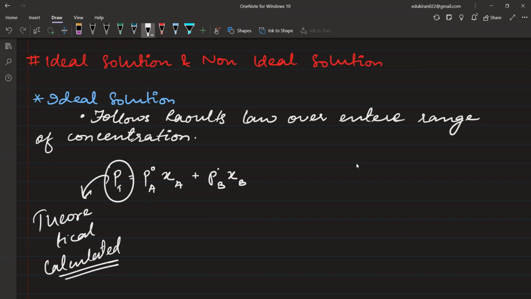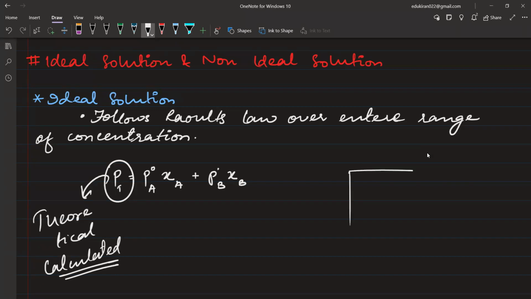Understand this carefully. I have not done any experiment till now. I have said that let us suppose I will take benzene and toluene. The mole fraction of benzene I will take is 0.6. The mole fraction of toluene I will take will be 0.4. And then I will mix them, and then I calculate the total pressure. So this is the theoretical pressure. I have not done any experiment.